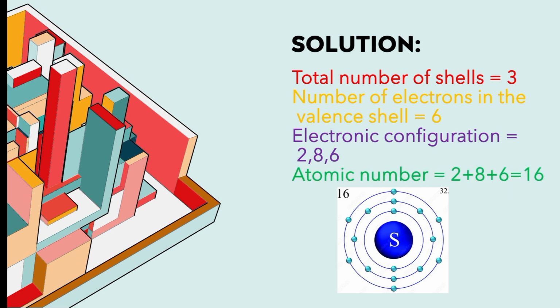And the last one is the atomic number. We can get the atomic number by adding all these electrons together. So if we add 2 plus 8 plus 6, it is 16. So the atomic number of this atom is 16, and you can see in the periodic table that the atomic number of sulfur is 16. So this is sulfur. So by using group number and period number, we have calculated all this information.